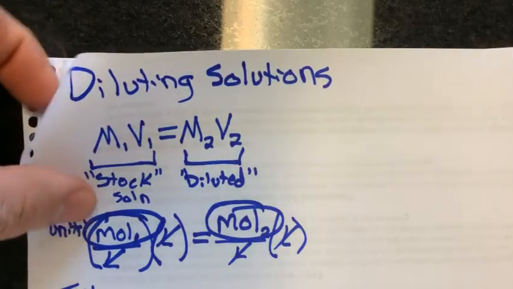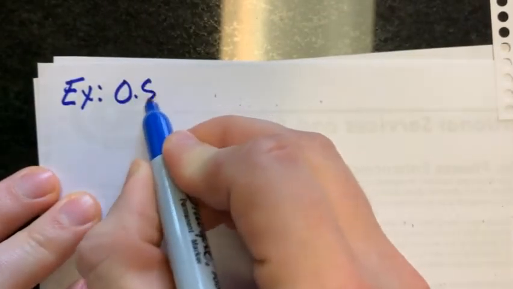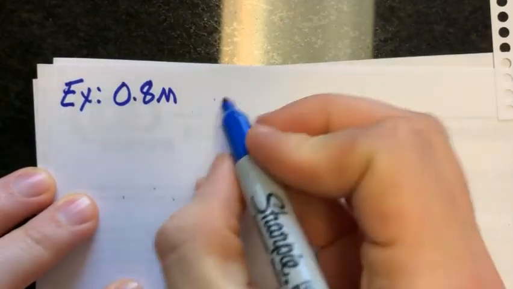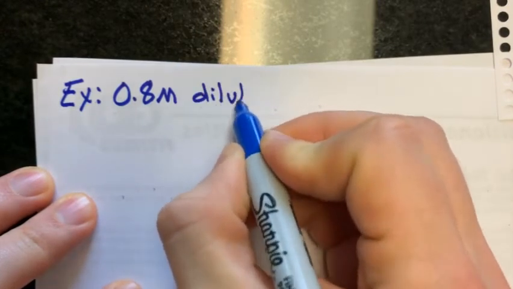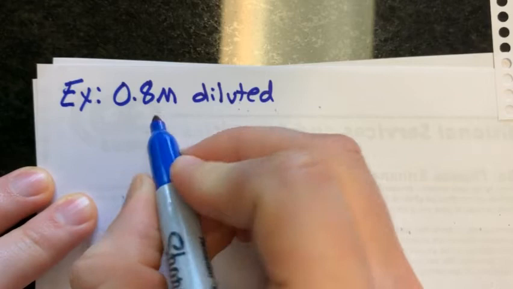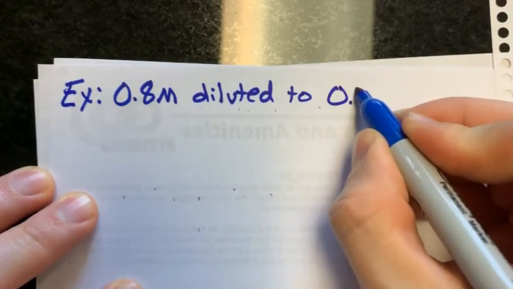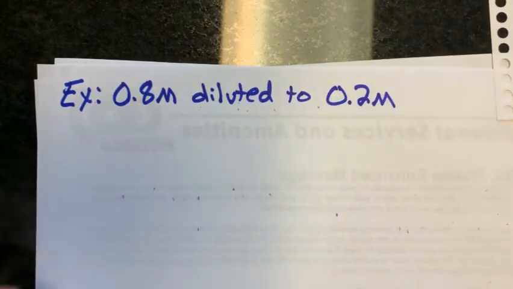Let's take a look at an example. Pretend that we made 0.8 molar solution, but that was just way too sweet. So we want to dilute that. So let's say 0.8 molar diluted to whatever that lowest concentration was, 0.2 molar. Maybe you really like this one. So let's see what we looked at for this one.